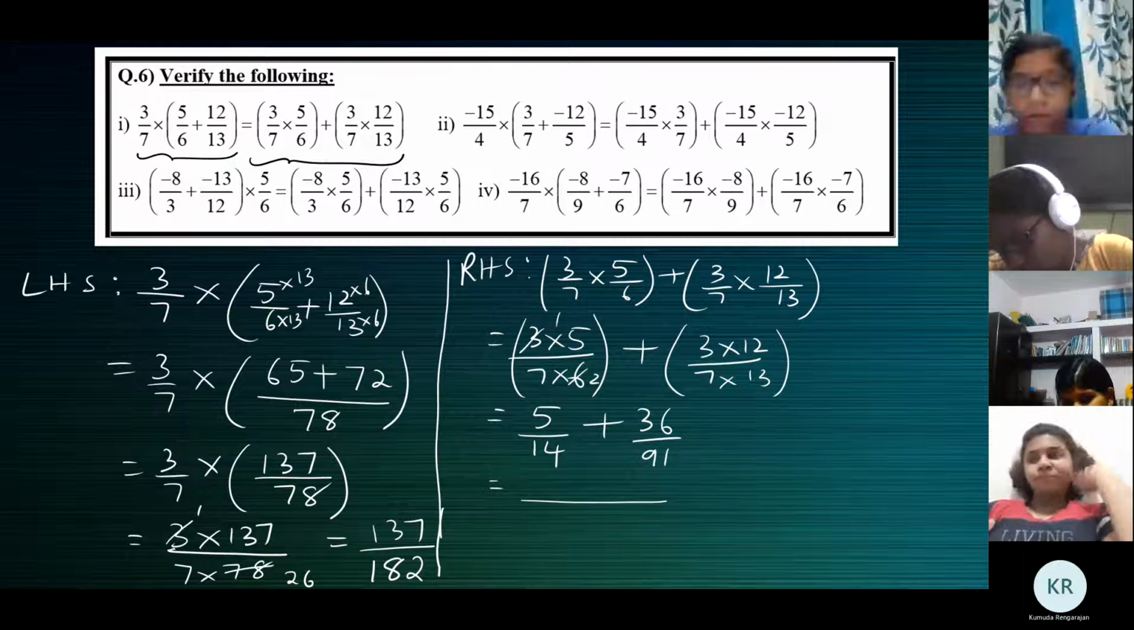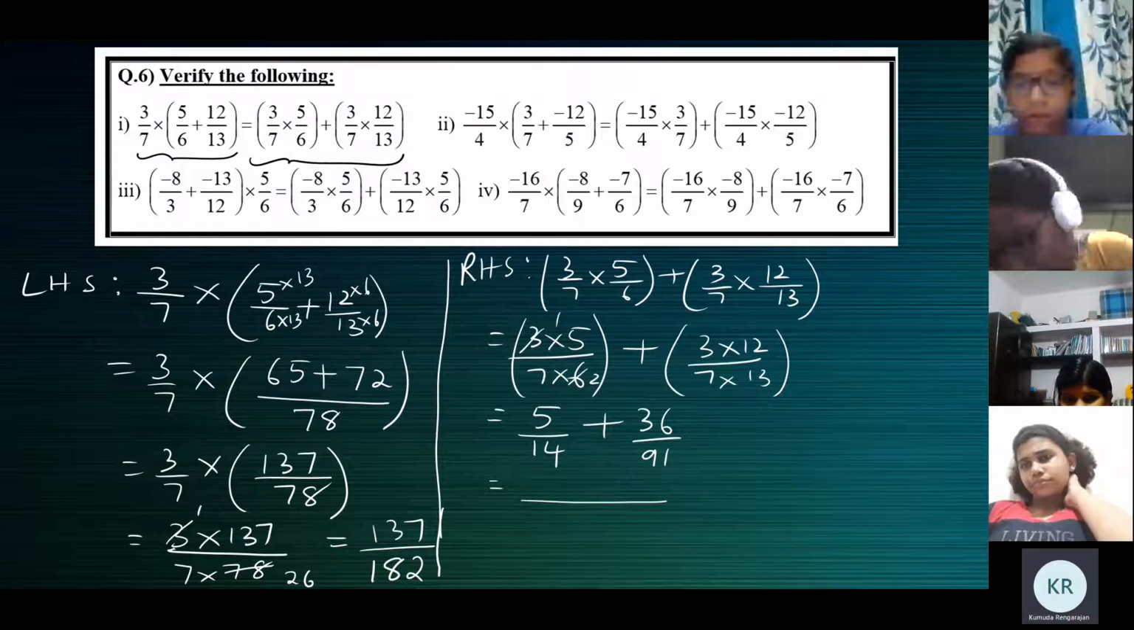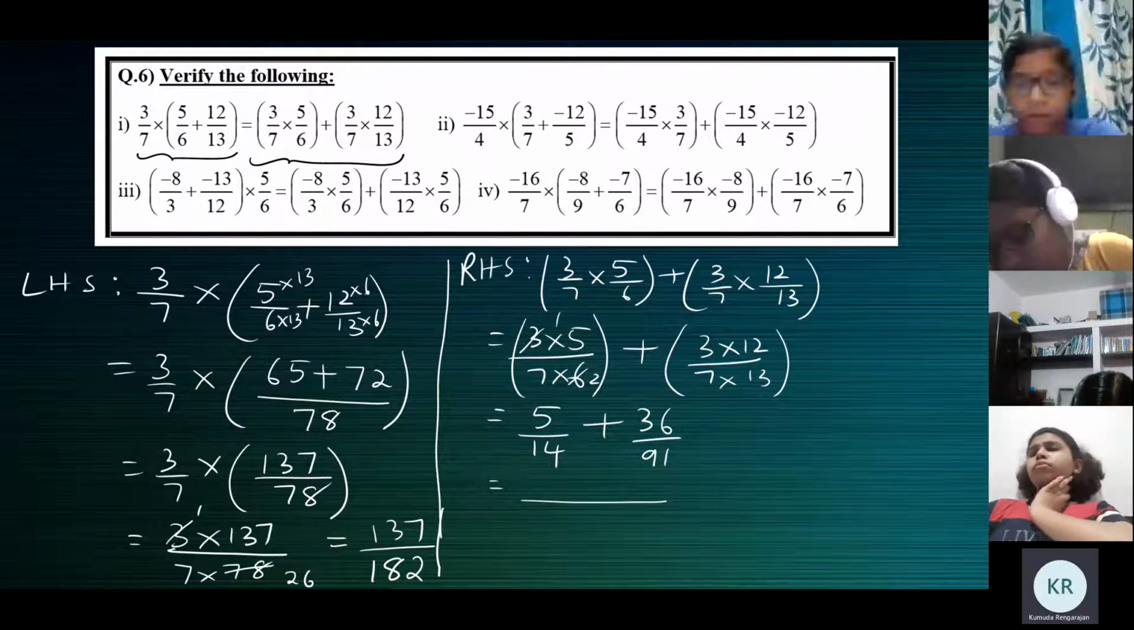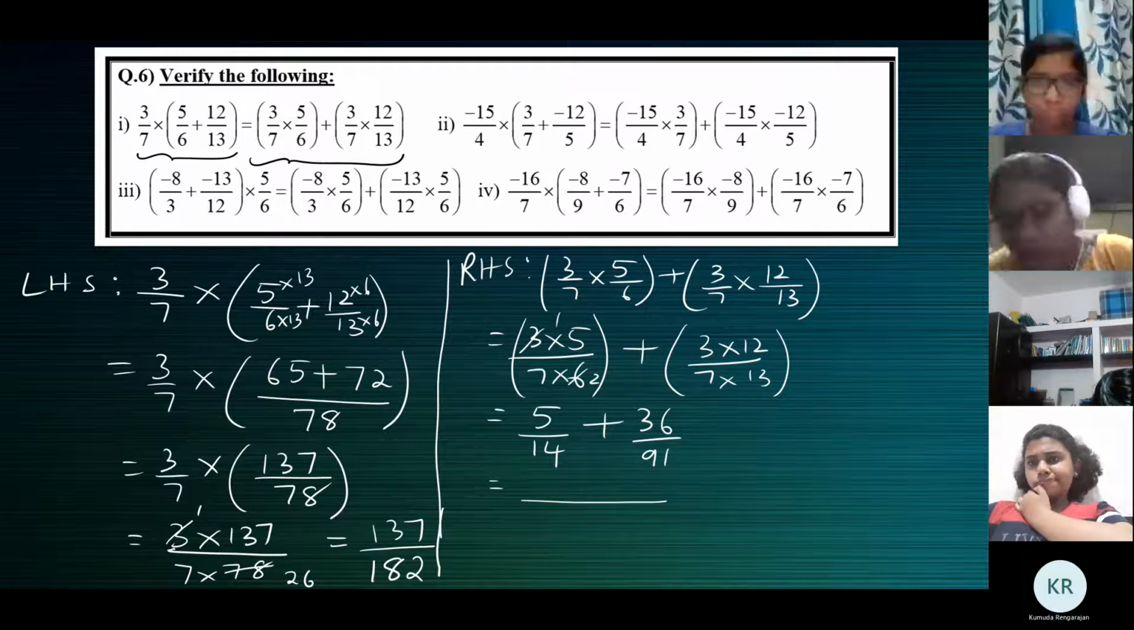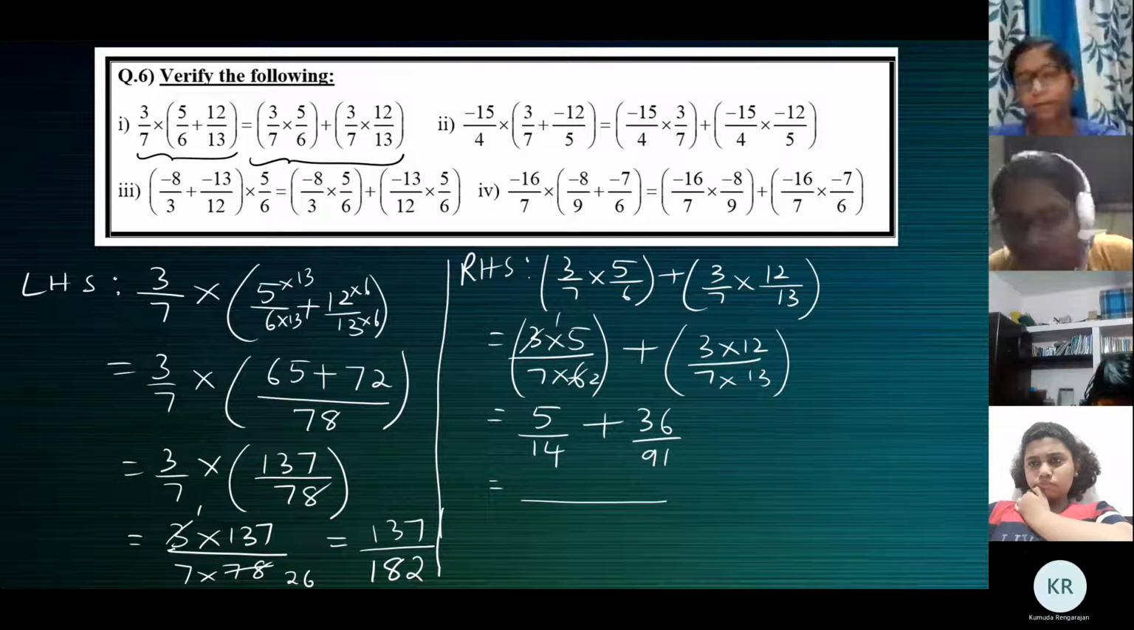And 1274. Oh, it's not so large. Did you multiply 14 and 91? Yes, ma'am. I used the L method, ma'am. In that, 2 into 7 into 91, ma'am.